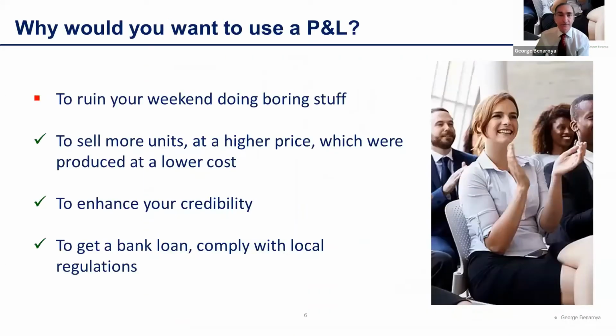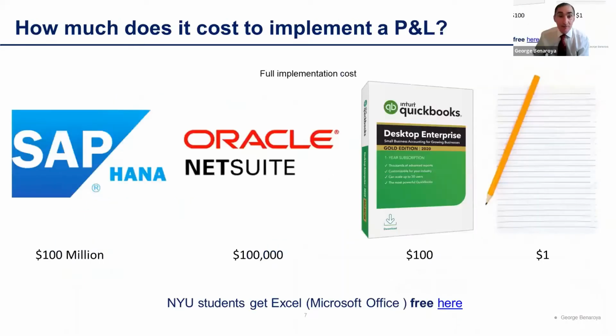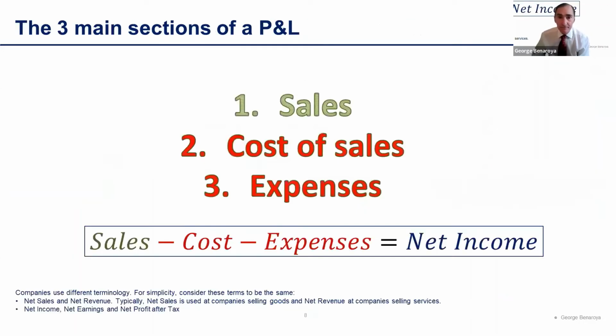Why would you want to use a P&L if it's so boring for most people? How much does it cost to implement a P&L? The answer is somewhere between $1 and $100 million. And we'll look at the different options that you have to do that.